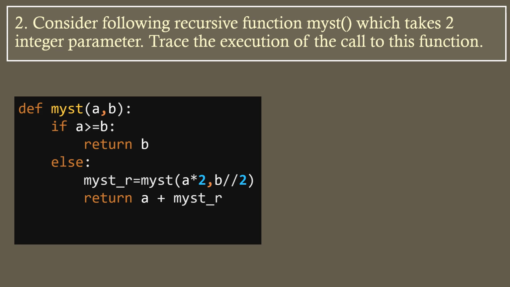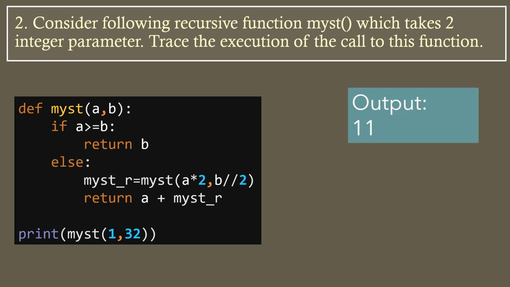Otherwise, your recursive call is like this: mist will be called once again, but this time the integer parameters are like this: a becomes a into 2 and b becomes b divided by 2. Okay, and the result of this function is stored in a variable mist_r. Then it has to return a plus mist_r. So this is how the function is. Now if you call this function with the values 1 and 32, then you'll get the output as 11. Now let's see how the execution is happening.